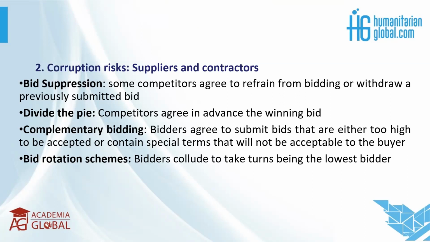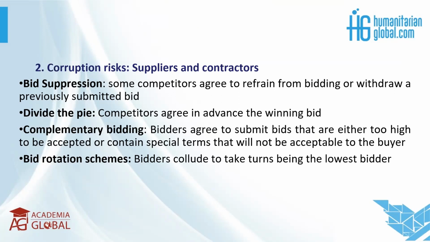The other one is bid rotation schemes, where bidders collude to take turns being the lowest bidder. Like the case I said for 3, then they decide this year KenGen is going to win this tender, is going to supply energy for us for 1 year. Next year, another energy company is going to do that.